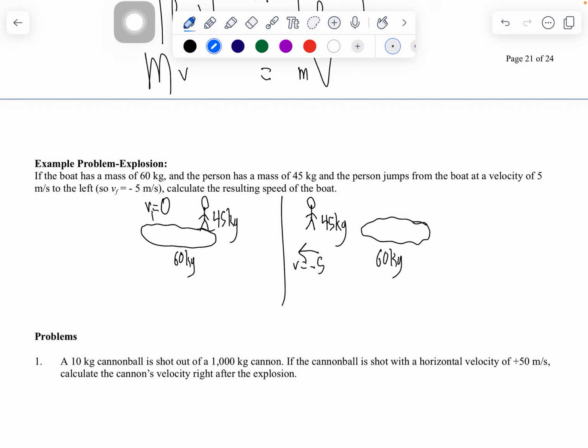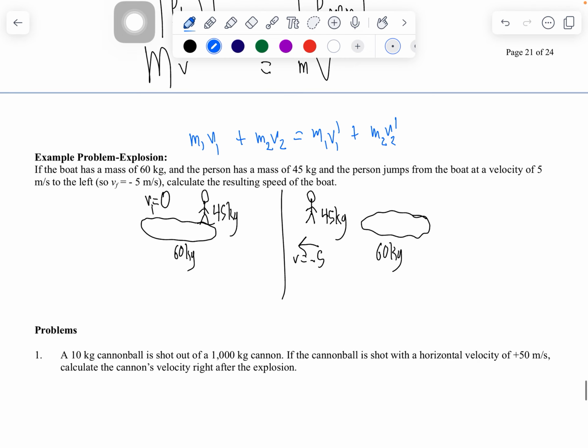We set up our equation. Again, I would really recommend you always use your big conservation of momentum equation: m1v1 plus m2v2 equals m1v1 prime plus m2v2 prime. It's less to memorize. Identify: this is an explosion. The objects start attached, moving together. With that, we can rearrange and treat them as one object: m1 plus m2 traveling at some initial velocity equals m1v1 prime plus m2v2 prime.